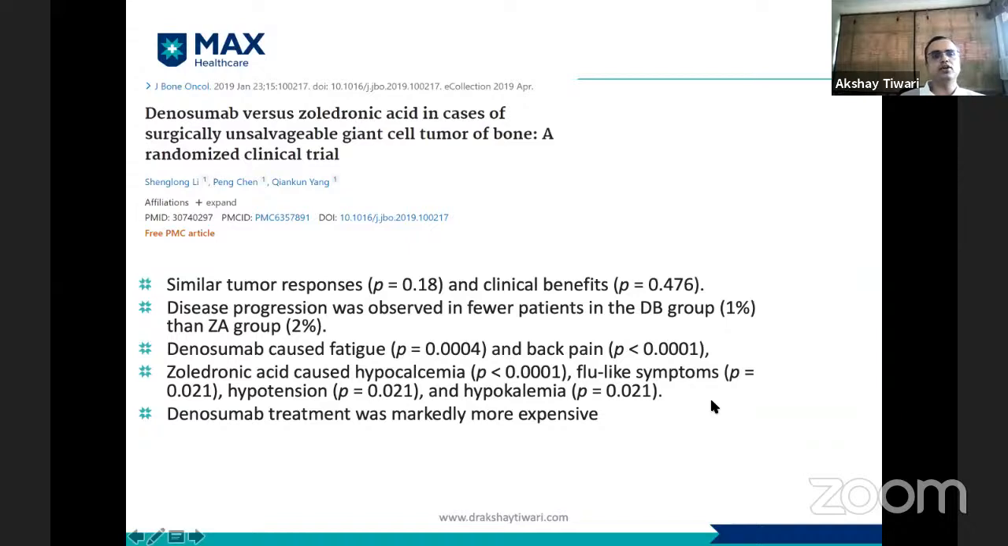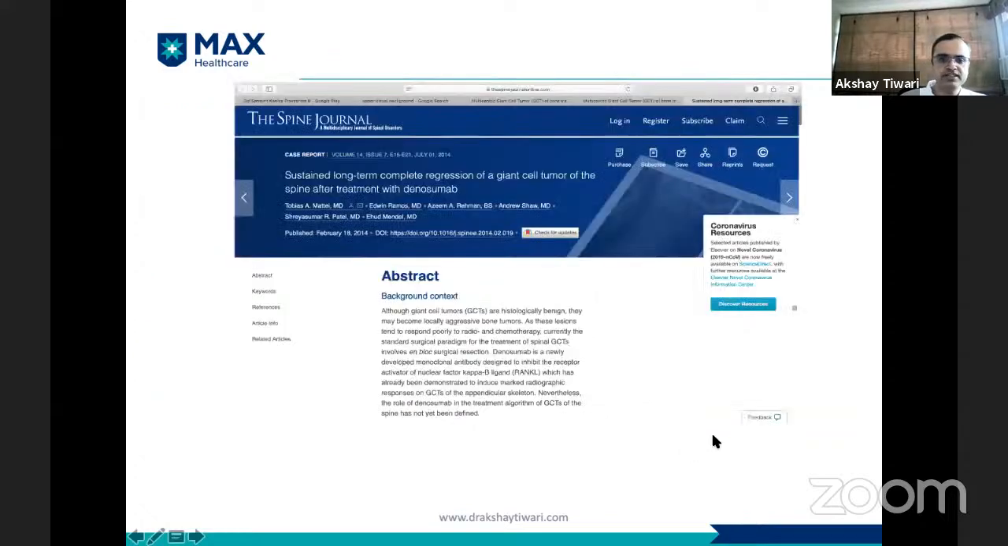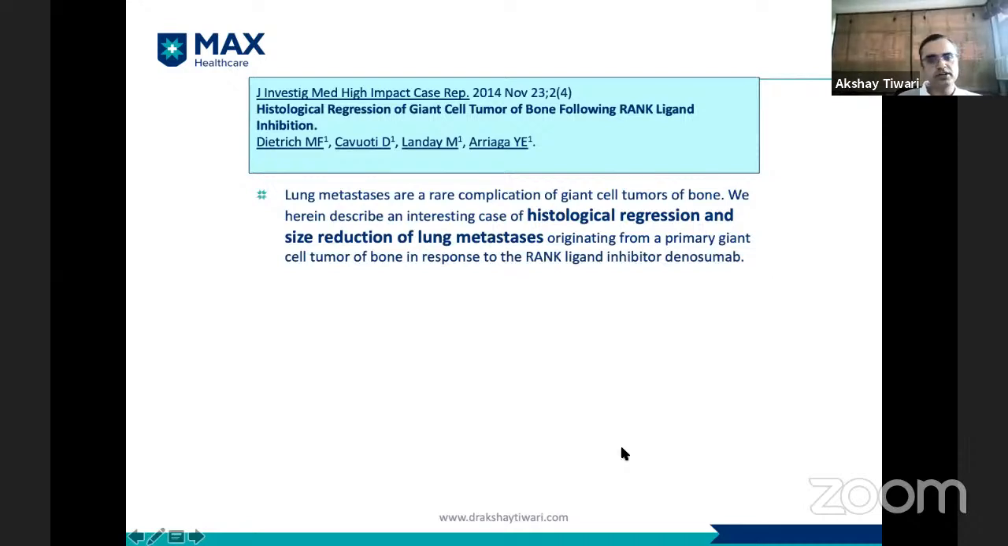And that makes a lot of sense in choosing zoledronic acid in the post-operative period, if at all, rather than denosumab. In fact, another work showed that denosumab treatment, even if having similar tumor responses, was markedly more expensive, and we all know that. An odd case report where sustained long-term complete regression has been reported is only anecdotal, and we all know that the moment you stop denosumab, giant cell tumors will start regrowing.